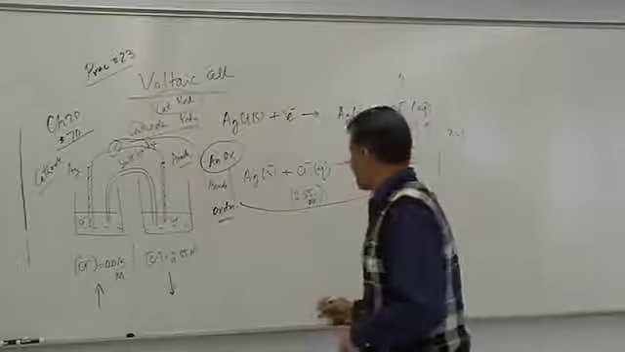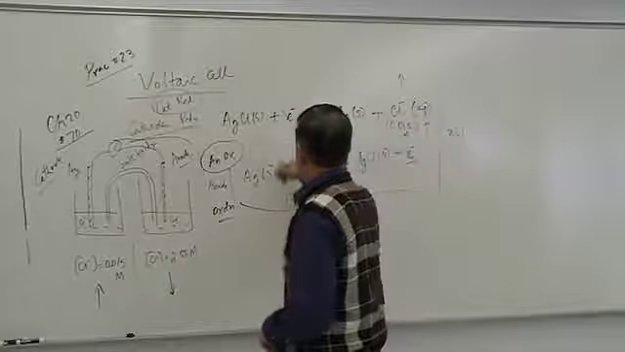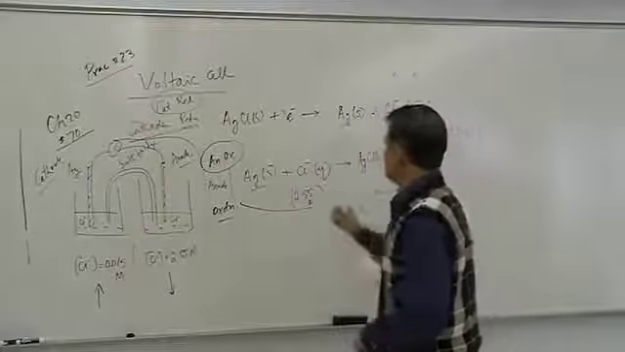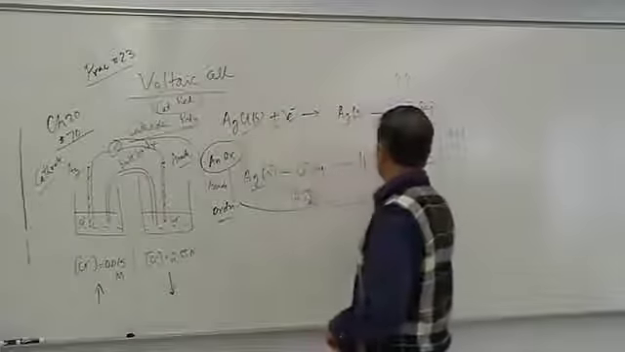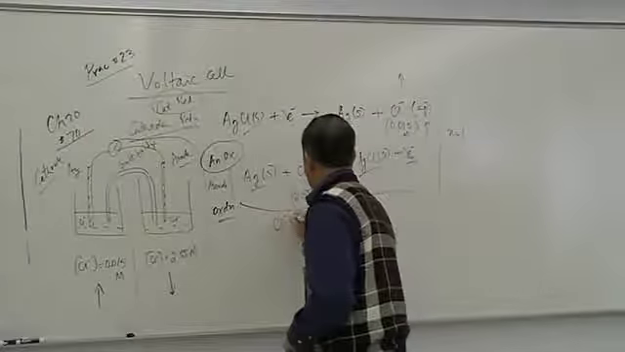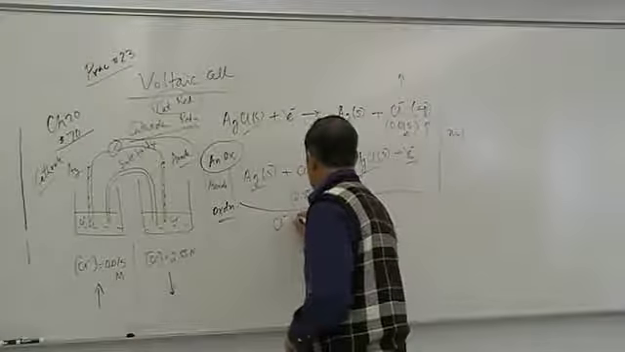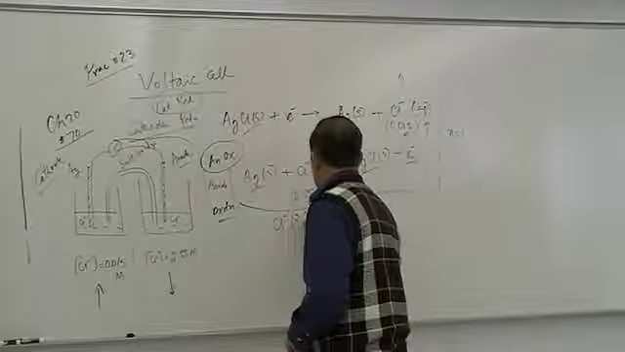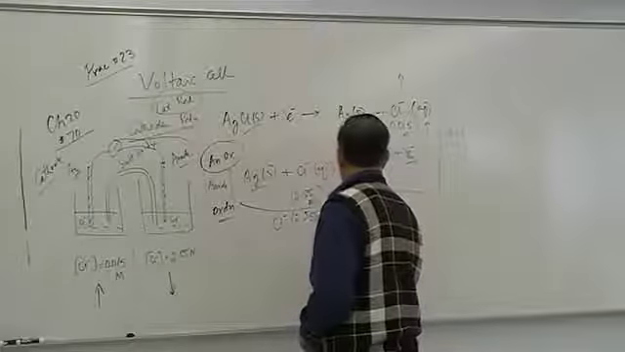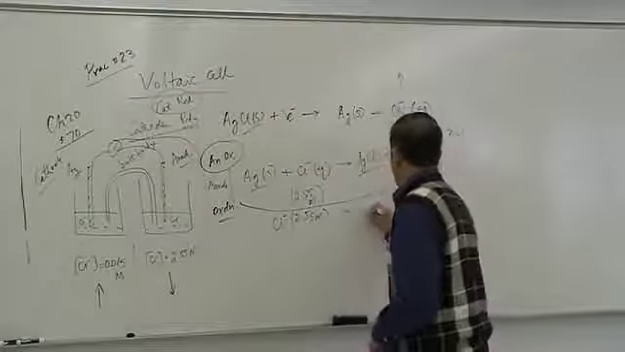So let's now add up. Silver would cancel out. It's the same silver solid. Silver chloride would cancel out. So now I have 2 things remaining. Cl minus, aqueous, 2.55 molar on the reactant side, and on the product side, I have Cl minus.